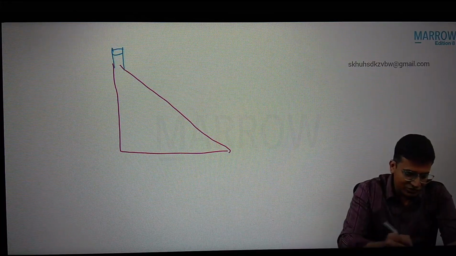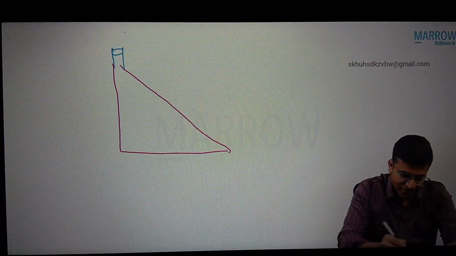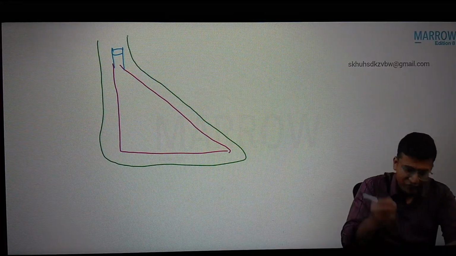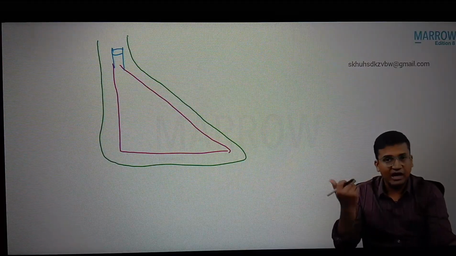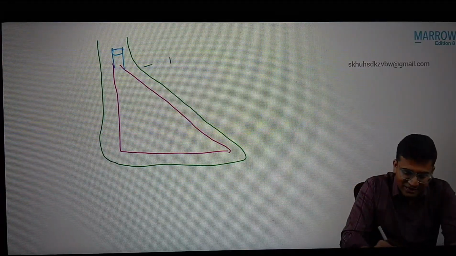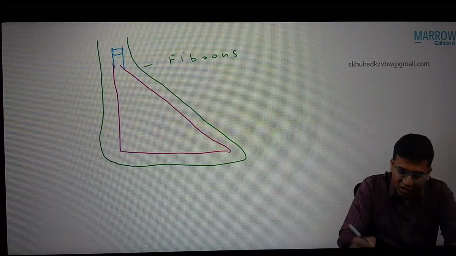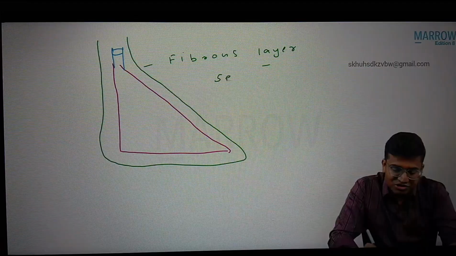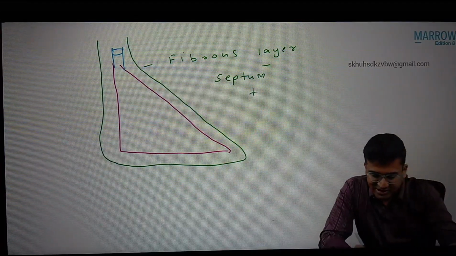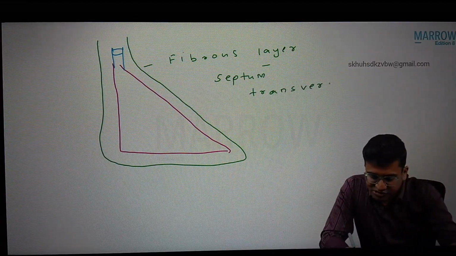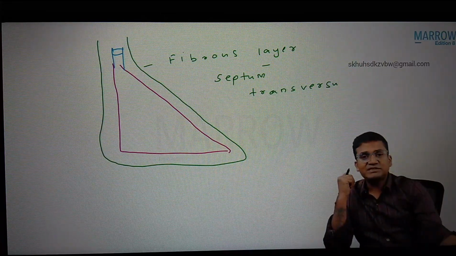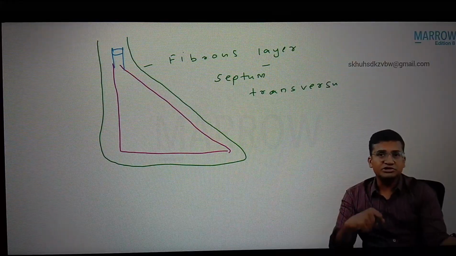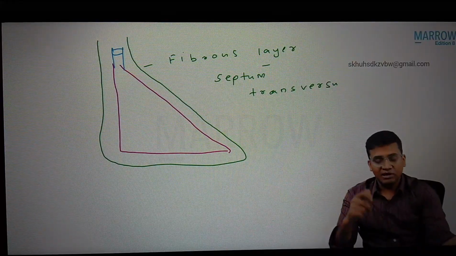Right. Now I told you about the fibrous layer. The fibrous layer will be like this, completely enclosing the heart. Now, the origin of the fibrous layer: it is coming from the septum transversum. The septum transversum gives rise to so many structures, and it also contributes to the formation of the central tendon of the diaphragm.